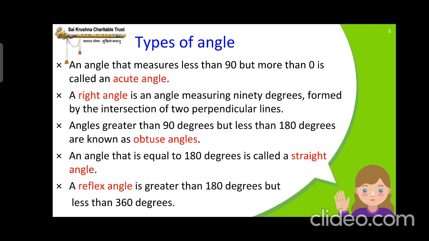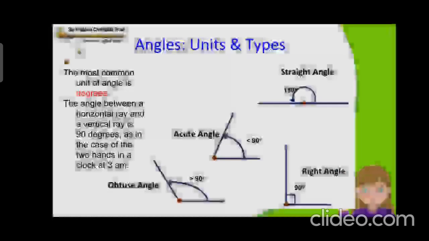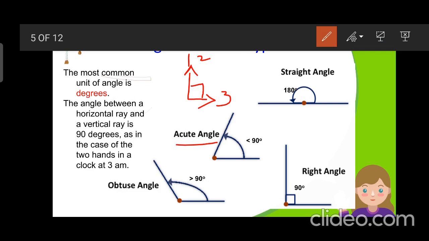Next comes the right angle. A right angle is an angle measuring exactly 90 degrees formed by the intersection of two perpendicular lines. So right angle in the sense what? Which measures exact 90 degrees. As you all can see in this diagram, right angle which measures 90 degree, and I have given the example of a clock, 3 o'clock, right? The two hands represent the right angle.